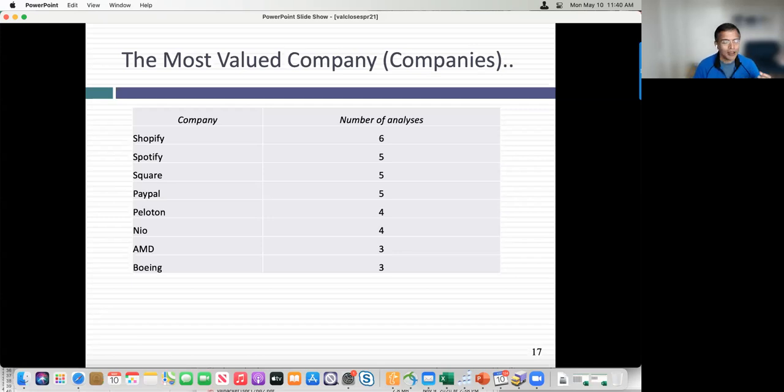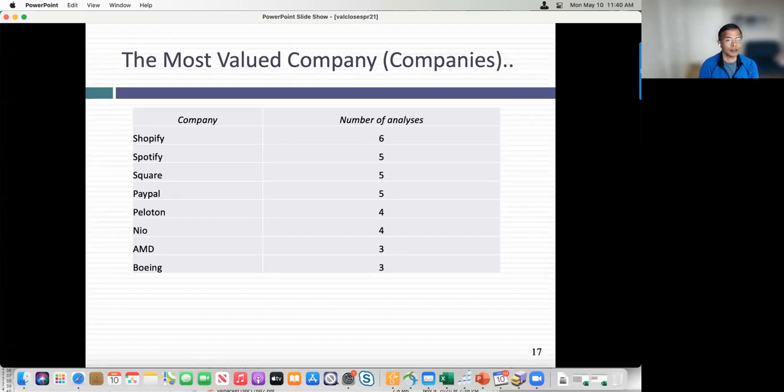Lululemon and Shopify might be the two companies that keep popping up. Lululemon is a commonly picked company. Shopify was picked by 6 people, followed by Spotify, Square, PayPal. So 2 financial service up-and-coming growth companies. Peloton. NIO made the list. NIO, of course, is a Chinese electric car company.